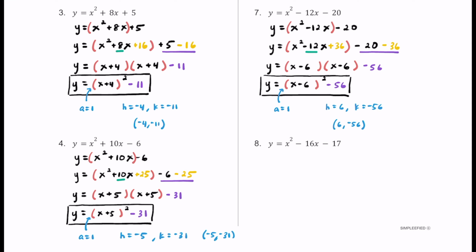Looking at our transformations, there's no vertical stretch or shrink. We move to the right 6 units and move down 56 units. We have an AOS of x equals positive 6 and a vertex of 6, negative 56, down in quadrant 4.